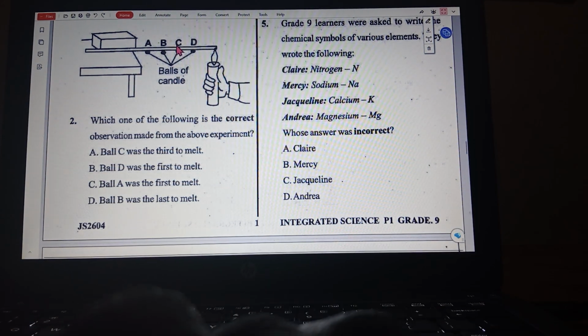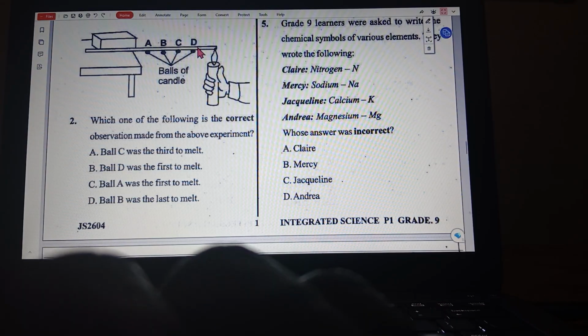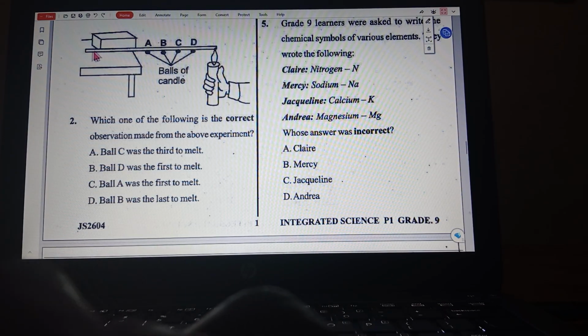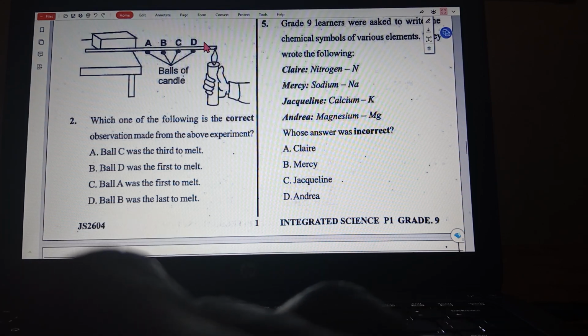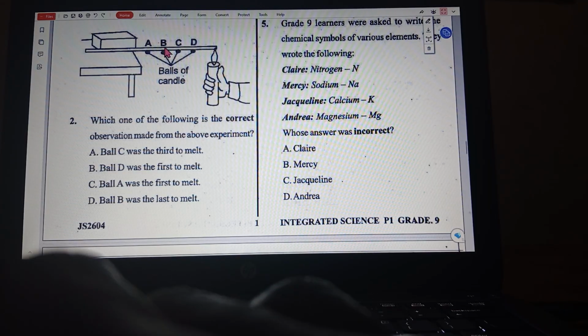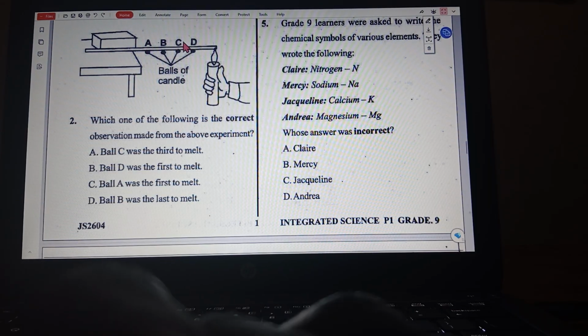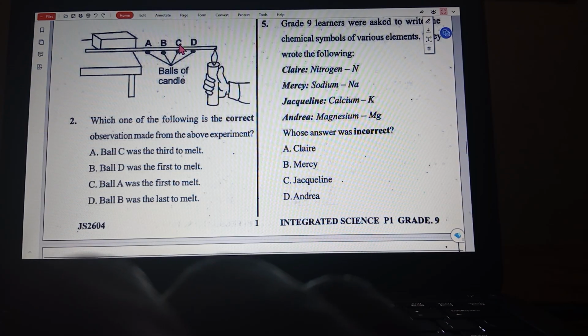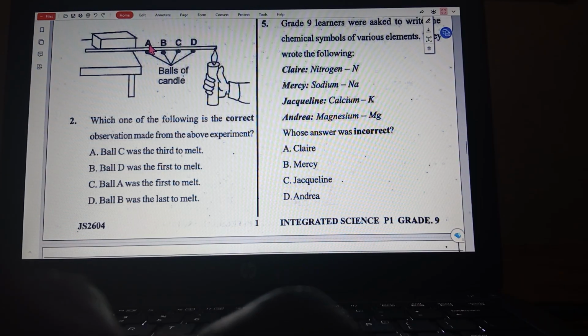Ball C was the second to melt, because this is the source of heat, so the first part of this metal to receive heat will be this end. Then heat will begin to travel towards this end. The first candle to receive heat will be D, then C, then B, then the last one will be A. So the first candle to melt will be this one, then the second, then the third, then the last candle to melt will be A.